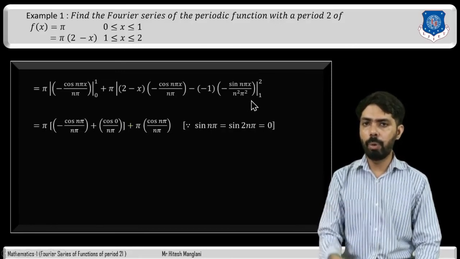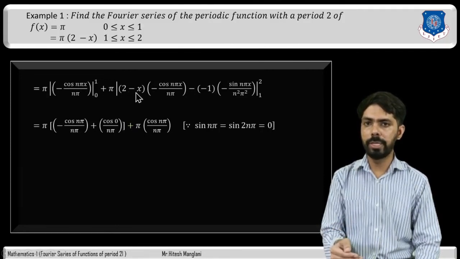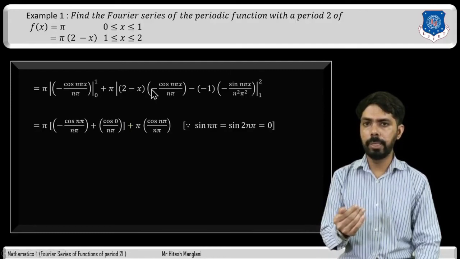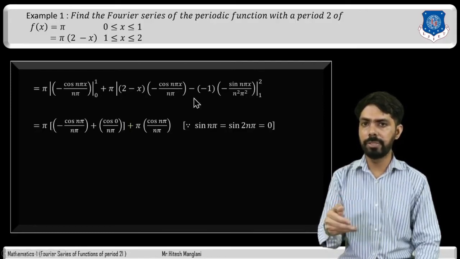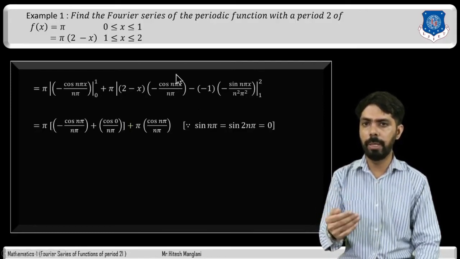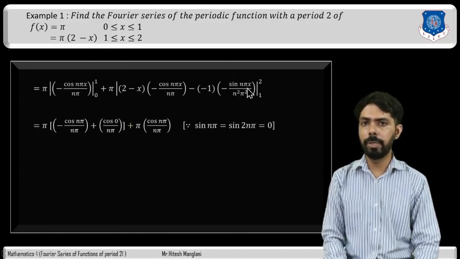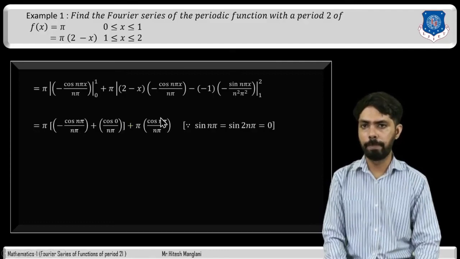Now we will apply lower limit. So for that replacing x by 1. So here 2 minus 1 will be 1, so it will be 1 cos n pi divided by n pi. Here it is minus sign, but 1 minus is of lower limit, so it will be plus cos n pi divided by n pi. And here if we replace x by 1, then it will be sin n pi, and value of sin n pi is 0. So no need to write down this term.